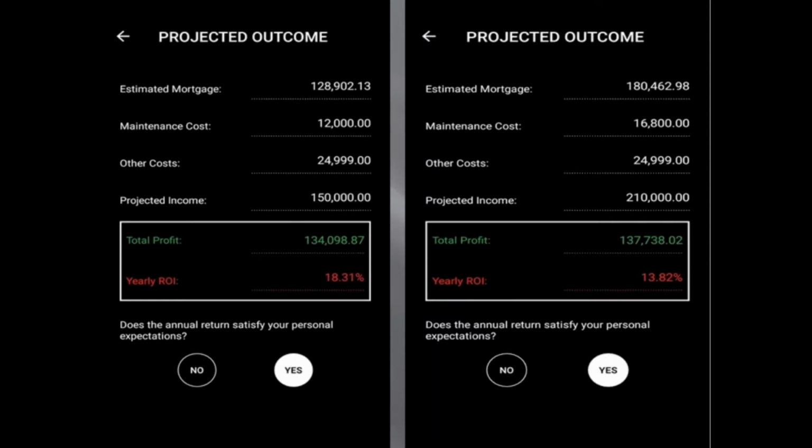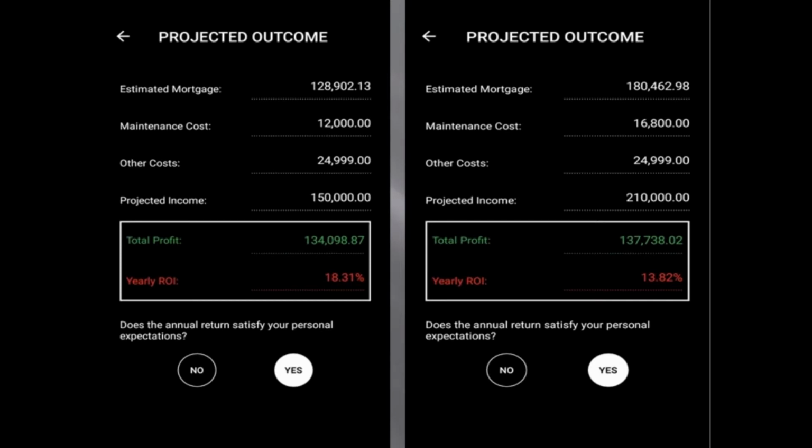Now you might ask, how do I know which is the right property, or how do I know which property should I go for? All this is actually covered in the real estate modules, which you'll find on the official website. This is simply a tutorial on how we reach these numbers and how to use this app.